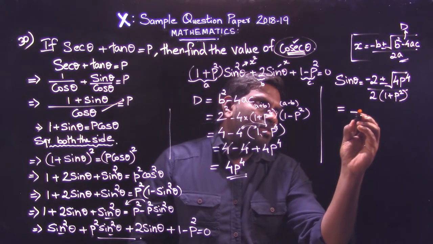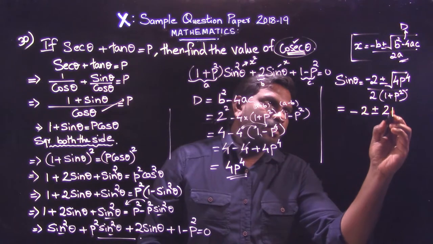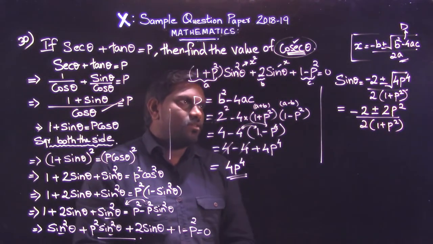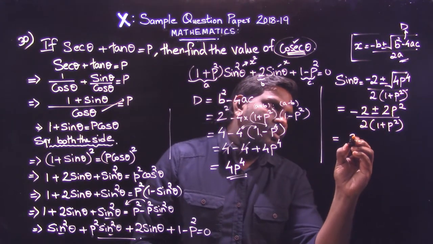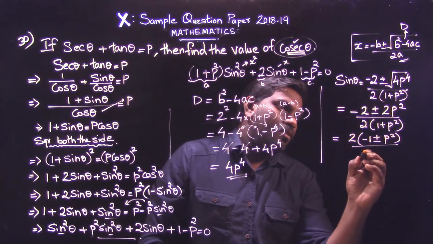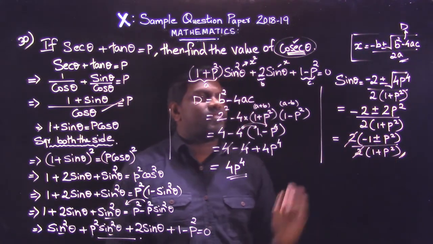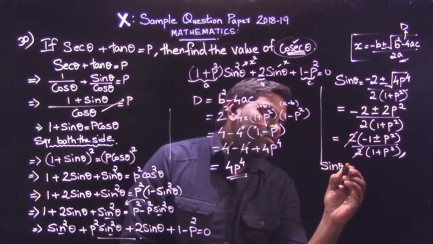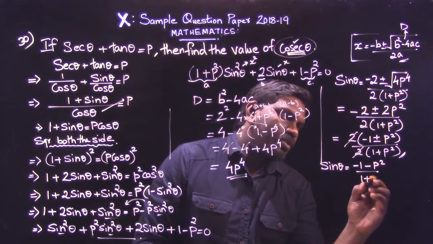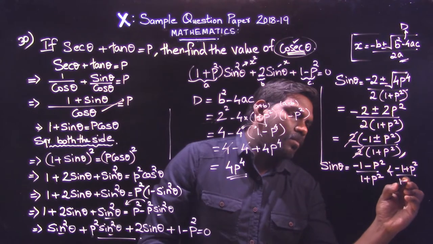Then that is equal to minus 2 plus or minus root 4, which is 2, p raised to 4 is p square, divided by 2 into 1 plus p square. I can see that 2 can be taken out from the numerator. So taking 2 outside, I get minus 1 plus or minus p square by 1 plus p square. You can cancel these two. Now I can split it: sine theta is minus 1 minus p square by 1 plus p square, and the other one is minus 1 plus p square by 1 plus p square.